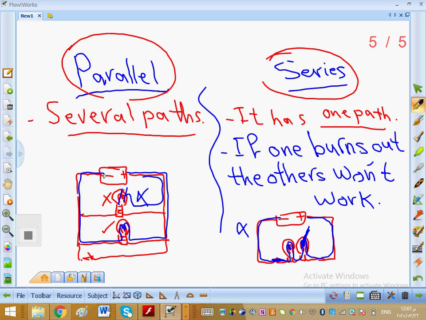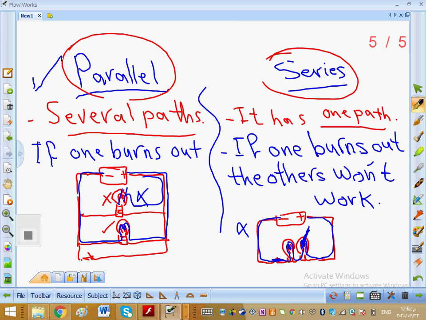So if one burns out, the others will stay working. So parallel circuits better than series circuits. And we use in our houses this way of connecting devices.